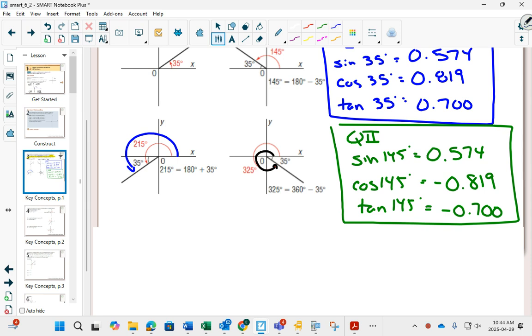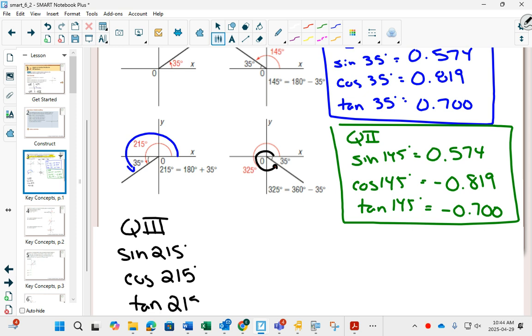Okay, new color, quadrant 3. In quadrant 3, the angle was 215 degrees. Before you type them in, we're going to do some guesses. Any guesses what sine of 215 degrees is? You get first guess. Look for patterns, see what you think.